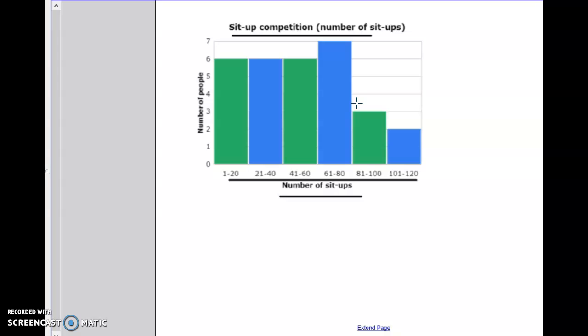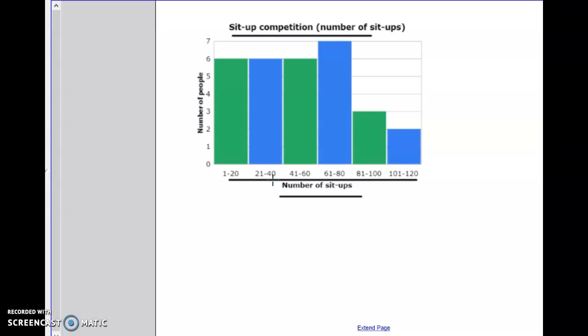So if I said to you, how many people did 21 to 40 sit-ups? You would find the interval of 21 to 40, go up and back over, and your frequency, or your number of people, is 6. Now, the important thing to know is I can't tell if those 6 people did 21 sit-ups. I don't know if one of them did 30 sit-ups. So we don't know specifically the number of sit-ups that those 6 people did, but we do know that 6 people did anywhere from 21 to 40.